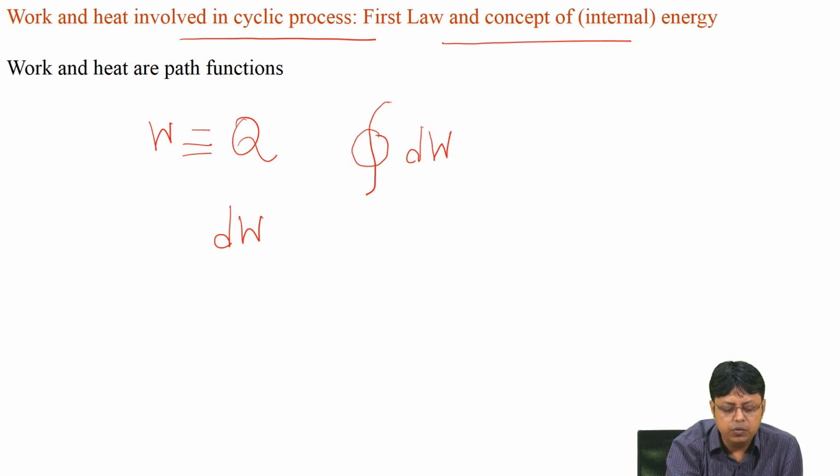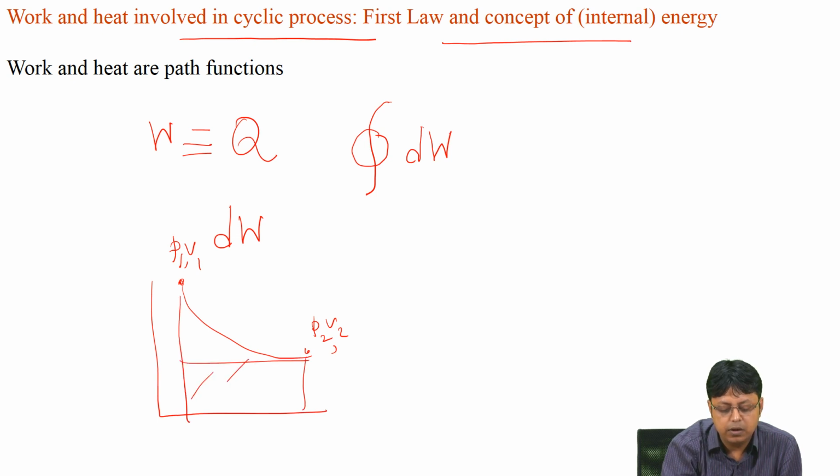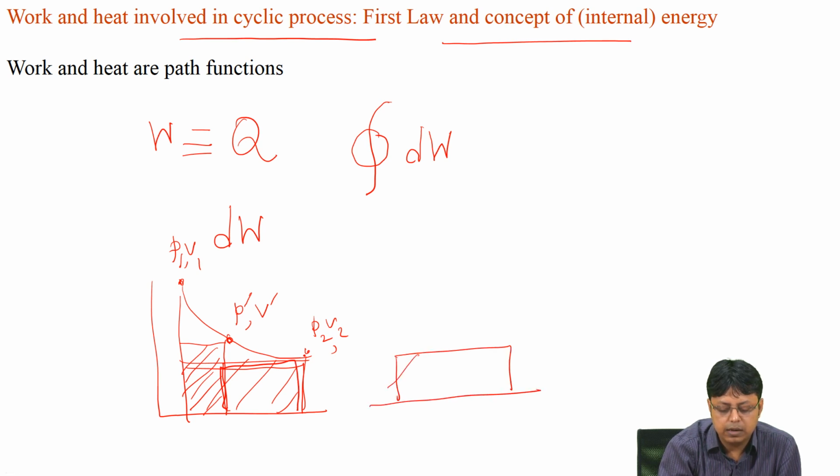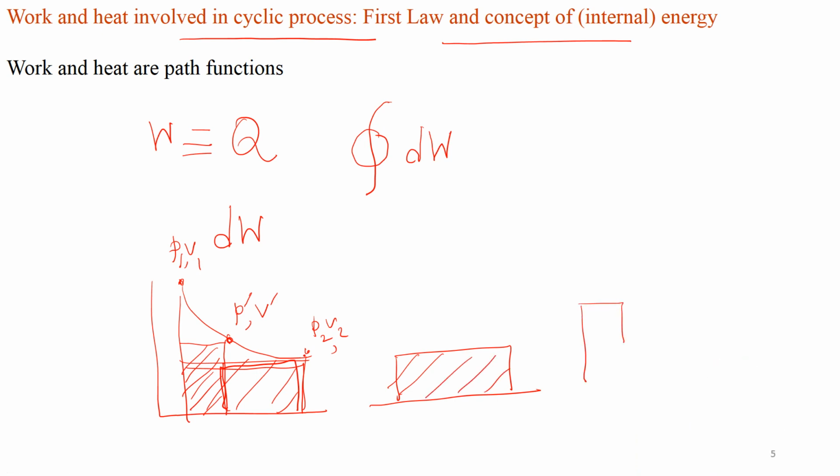What does it mean? If we do the work in different ways, for example, we already discussed that we can go from state P1 V1 to a state P2 V2 by a single step. In that case, the work done will be nothing but the area under the curve. Or if we had gone through another path with an intermediate step, where the system first goes from P1 V1 to P prime V prime and then to P2 V2, then in the first step the work done will be the area under this curve, and in the second step the work done will be the area under this curve. So, the two areas will look like this. In the single step it will look like this, in the two stage case it will look like this. This we already discussed in the earlier class.